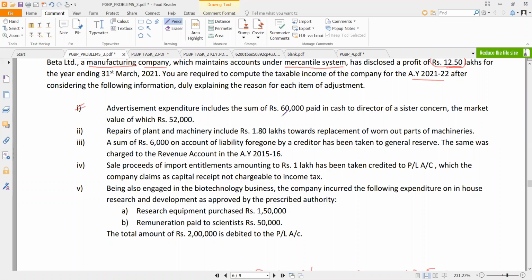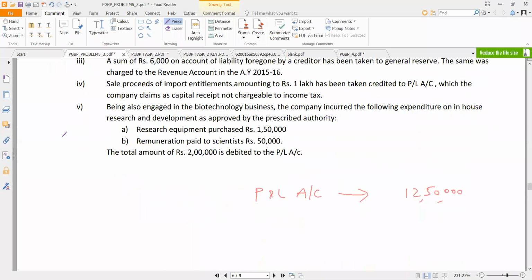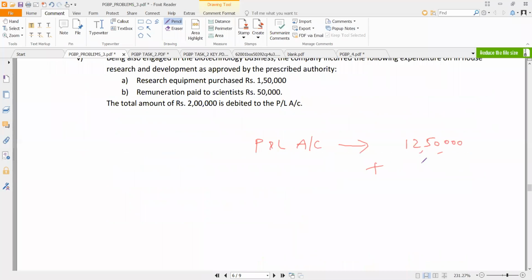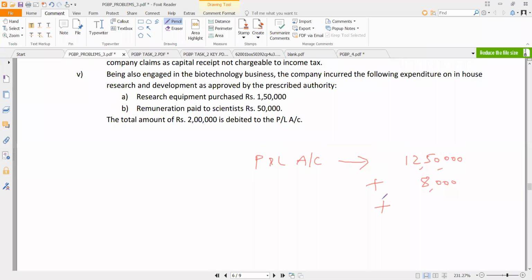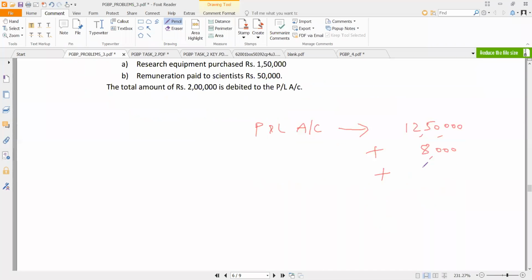Advertisement expenditure includes a sum of 60,000 rupees paid in cash to a director of a sister concern and the market value of which is 52,000. First of all, the market value is 52,000, wherein 40A(2)(b) will apply first. 40A(2) applies first and the disallowance under 40A(2) is 8,000. That is the first thing to be applied. Then 40A(3) comes. How much disallowance will be there? That will be 52,000. Total disallowance is 60,000.